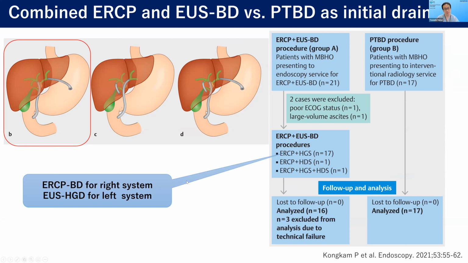As you can see, in most of the patients in the combined ERCP and EUS-BD group, they preferred ERCP for the right biliary drainage and put the EUS hepaticogastrostomy, because in most centers we have a lot of experience of EUS-guided hepaticogastrostomy, and we can safely perform this procedure as compared to EUS-guided hepaticoduodenostomy.